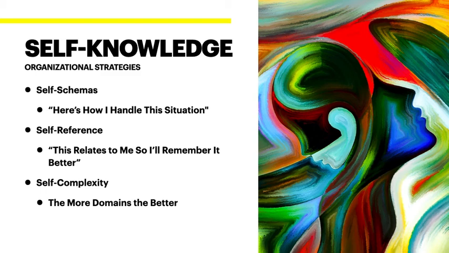Self-reference is another way of organizing. The idea is that if something relates to something we're interested in, we're more likely to remember it. So if I can make a personal connection with some type of material that I'm trying to learn or some kind of task I'm trying to perform, I am much more likely to be able to recall whatever information it is that I'm trying to learn. And what ends up happening is we try to make ourselves very complex.